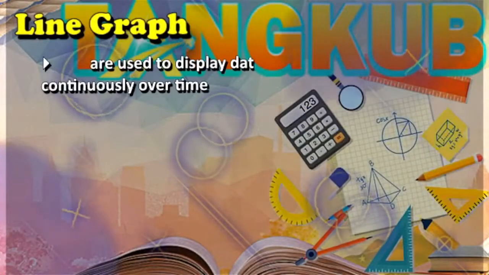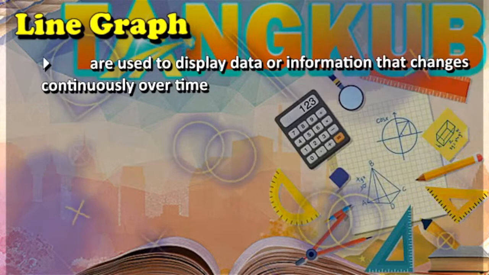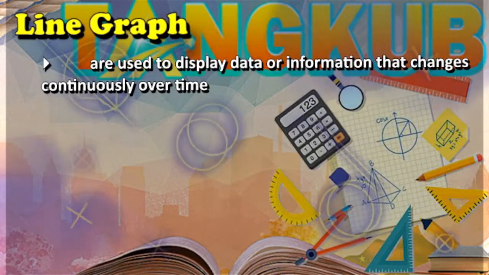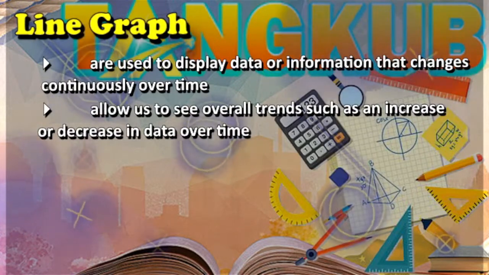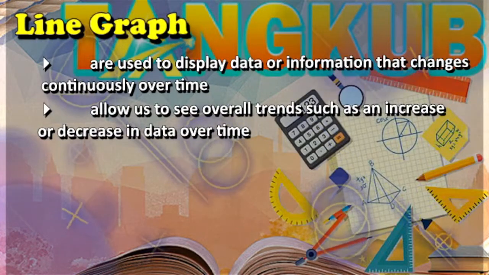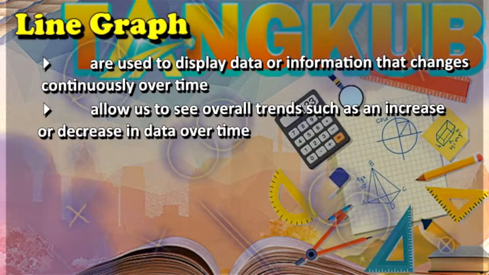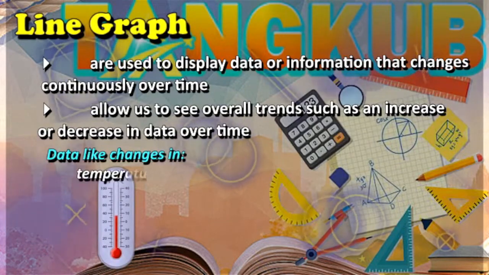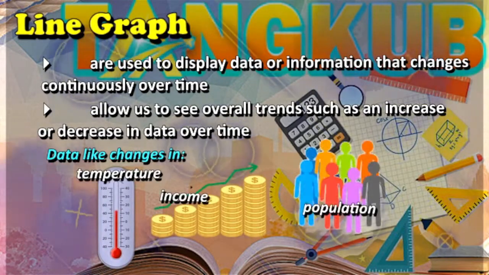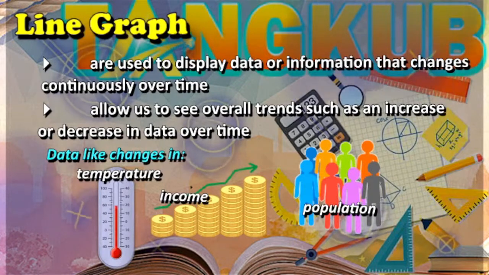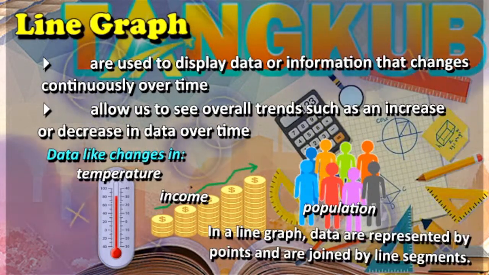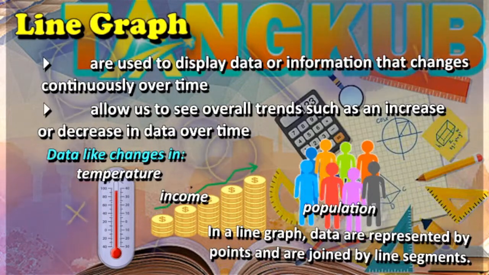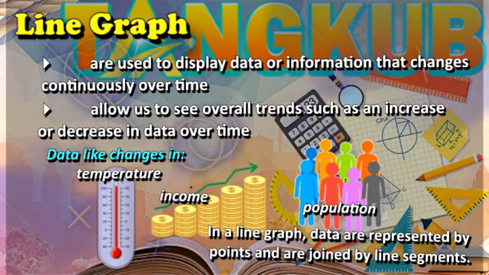Line graphs are used to display data or information that changes continuously over time. Line graphs allow us to see overall trends, such as an increase or decrease in data over time. Data like changes in temperature, income, population, and the like can be presented by a line graph. In a line graph, data are presented by points and are joined by line segments.